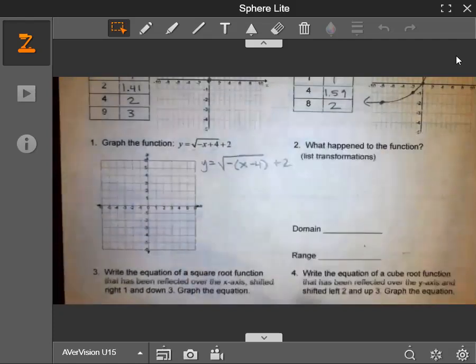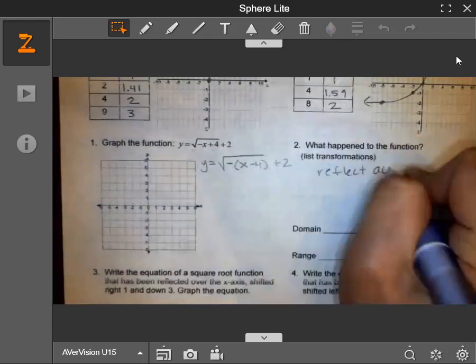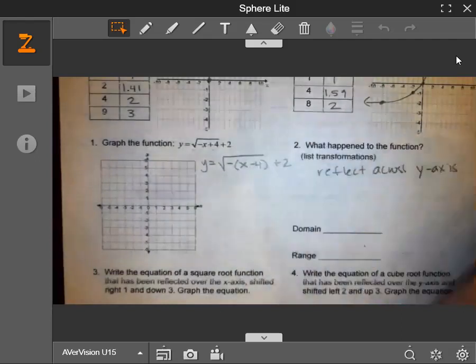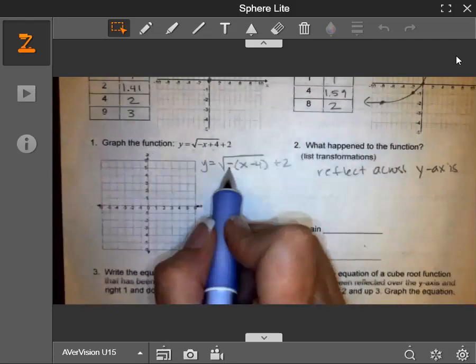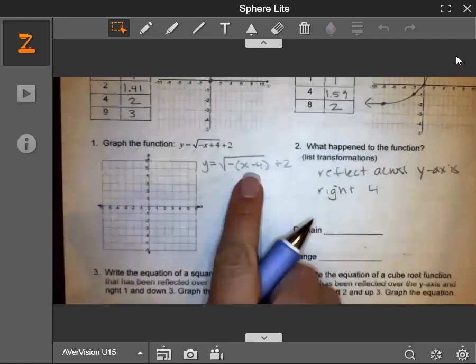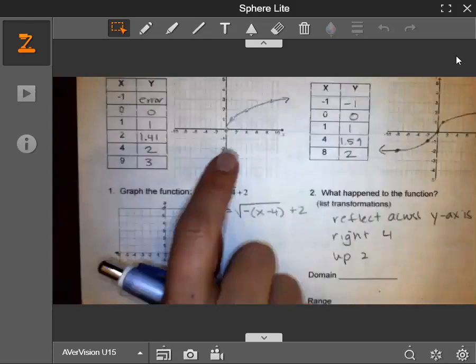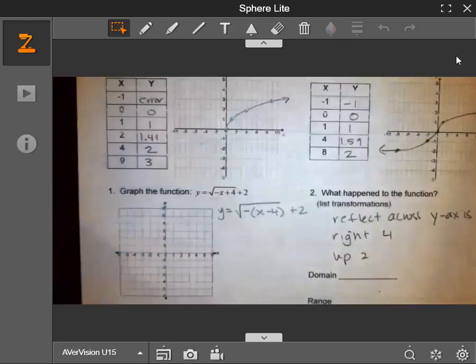So this has 3 transformations. It's got a reflection across the y-axis because that's on the inside. So this is a reflection across the y. Then it's going to the right 4 because it's got that x minus 4, and it's going up 2 because it's got that plus 2. So we start with these parent function points that we have right here, and we apply these transformations. Reflections and stretches and compressions always come first. Then you do the translations right, left, and up, down.